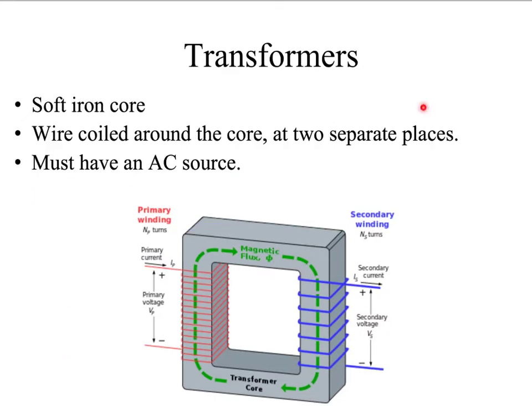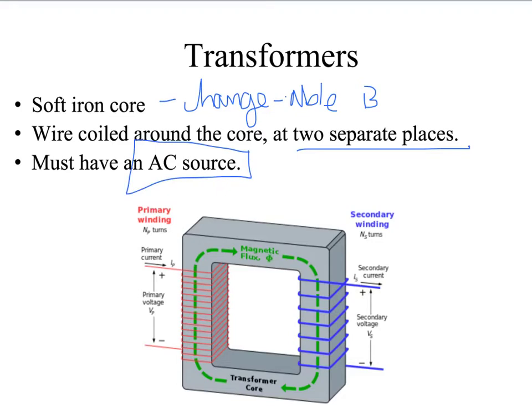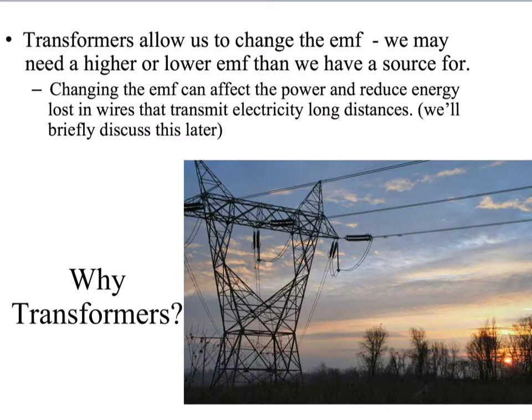So the things that we need, these are the requirements. We need a soft iron core. It can't be a hard iron core, which means its magnetic field can change. So we have a changeable magnetic field. We need wire coiled around the core at two separate places. And like I was explaining on the last slide, we must have an AC source. So these are our requirements.